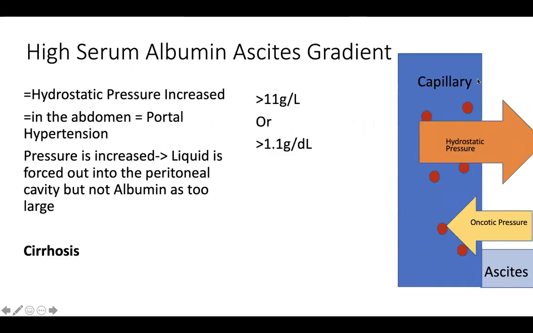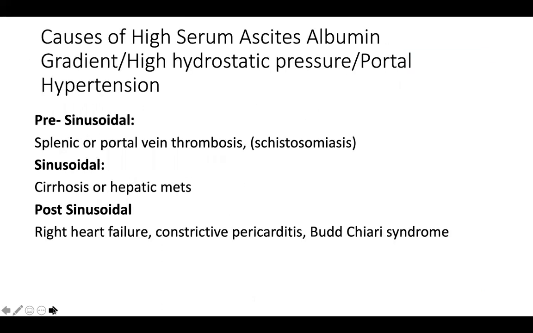So we talked about this high serum hydrostatic pressure, which, remember from earlier, is basically high blood pressure, and in terms of this we're thinking about portal hypertension, that forcing out from the same diagram before. Just remember the number 11, or 1.1, depending what units you're using. If we get more than 11, we know that it's portal hypertension. What are the causes of that? They can be split into pre-sinusoidal, so splenic or portal vein, sinusoidal, or post-sinusoidal, but by far the most common is cirrhosis. Other things we might think about would be thrombosis and Budd-Chiari, but by far the most common is cirrhosis.